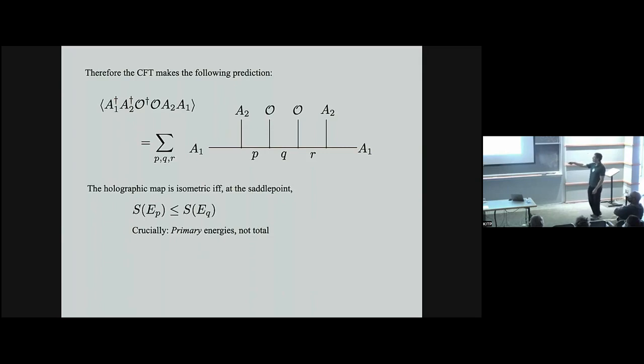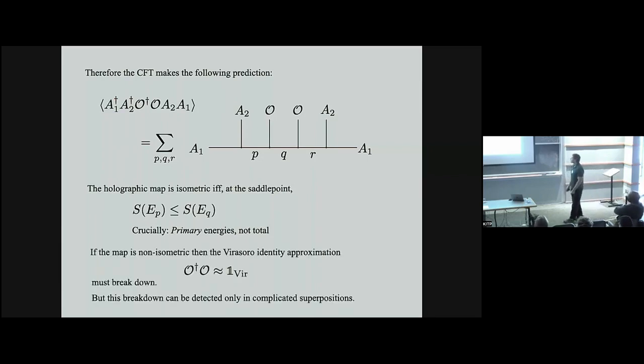Crucially, it's the primary energies that appear in this relationship, not the total energies, and that's necessary to get a quantitative match to the bulk. That's essentially because only the primaries are the random part of the theory. If we had talked about energy eigenstates instead of primaries, then I suppose we could still make a tensor network, but it wouldn't be a random tensor network. We're trying to get a random tensor network because then the properties of the network are reflected in its geometry.